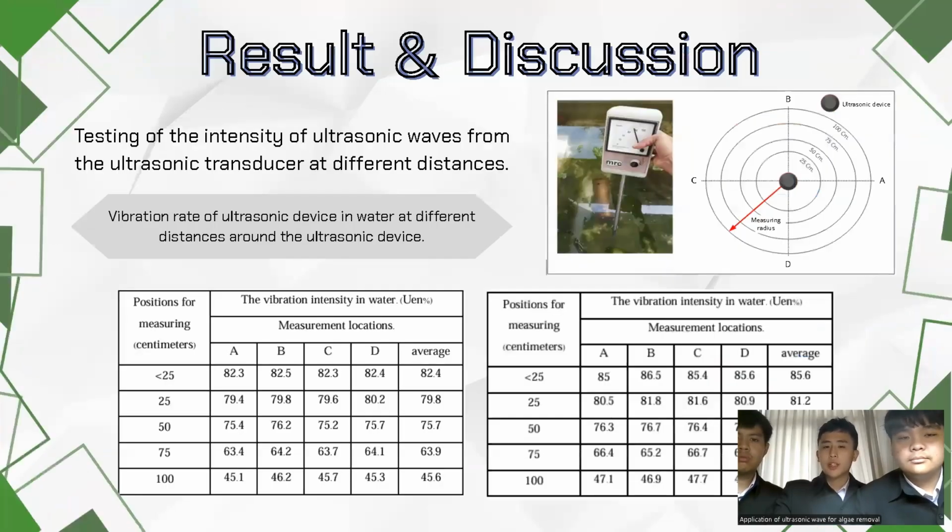In the results and discussion section, this is testing of the intensity of the wave from the wave generator at different distances. As you can see, we did it twice, and the result is that the intensity is inversely proportional to the distance from the wave generator.